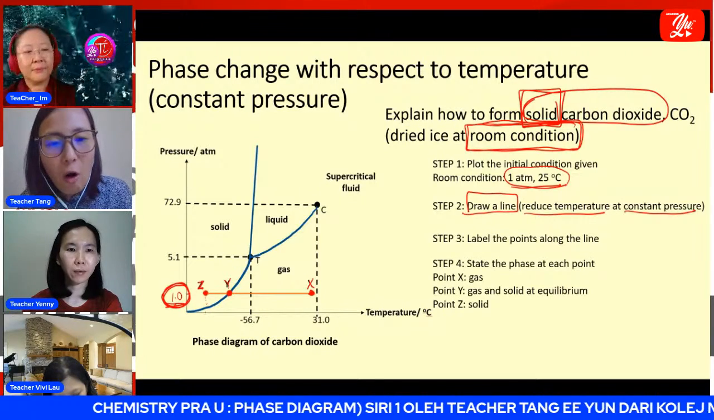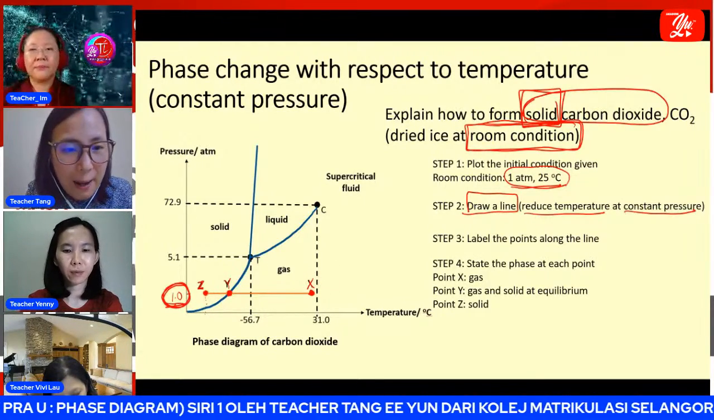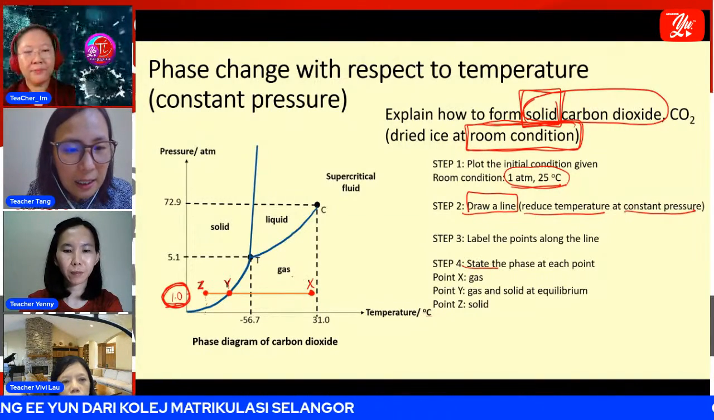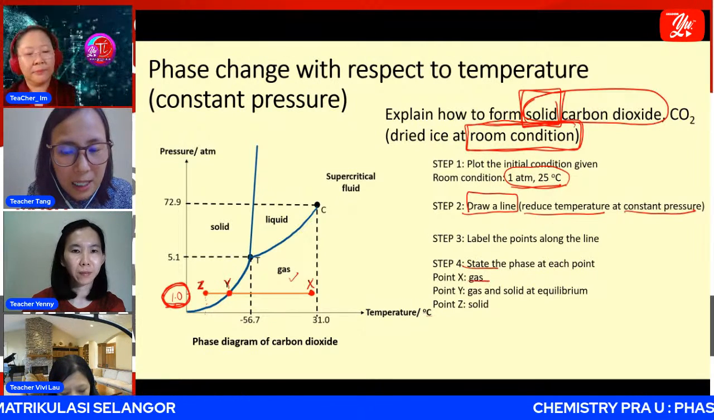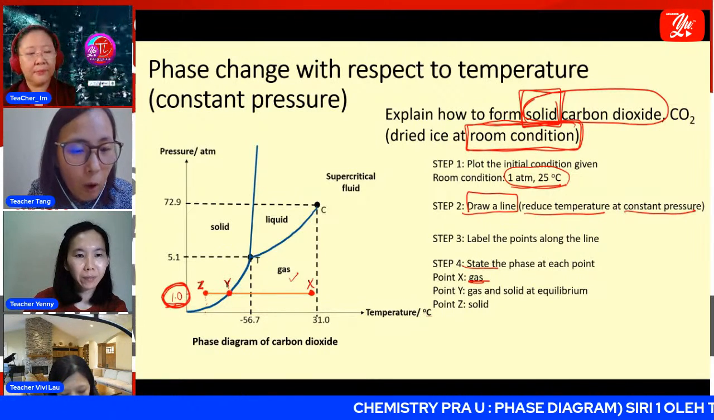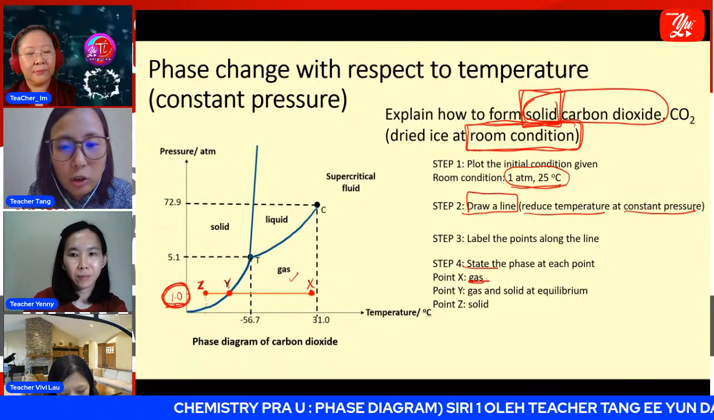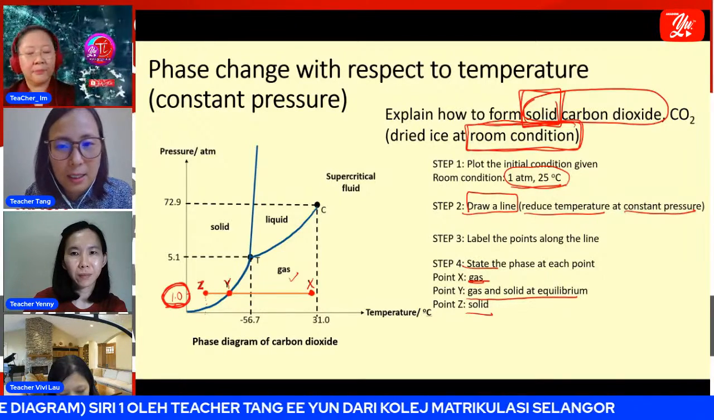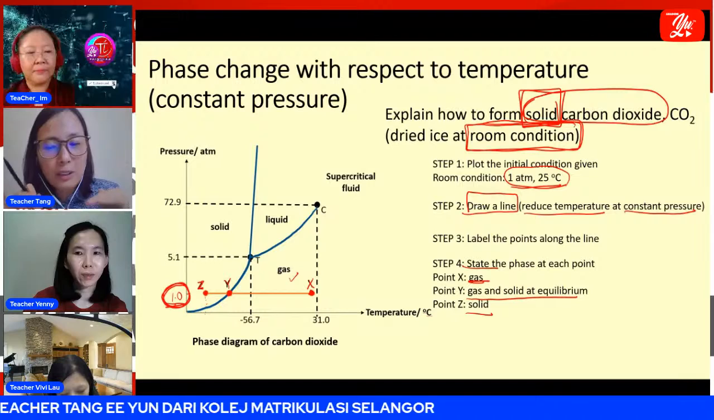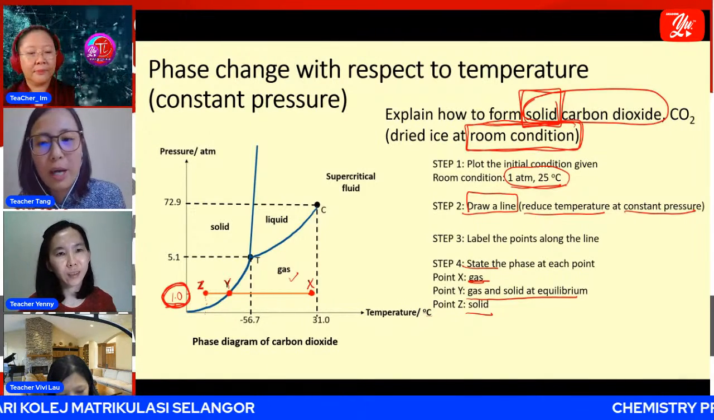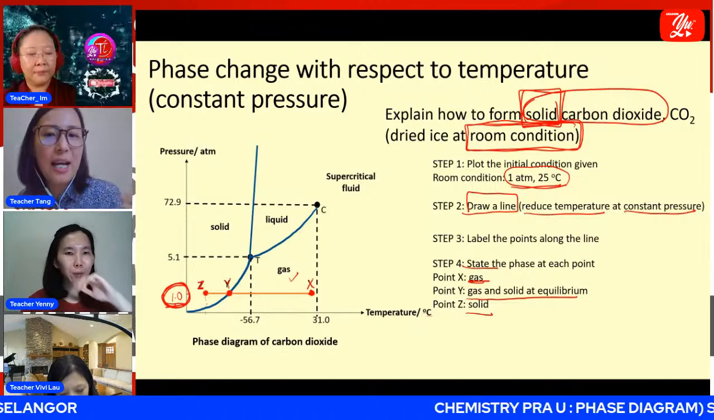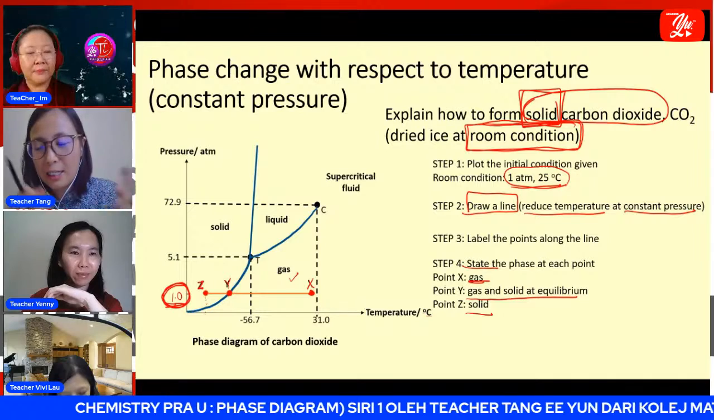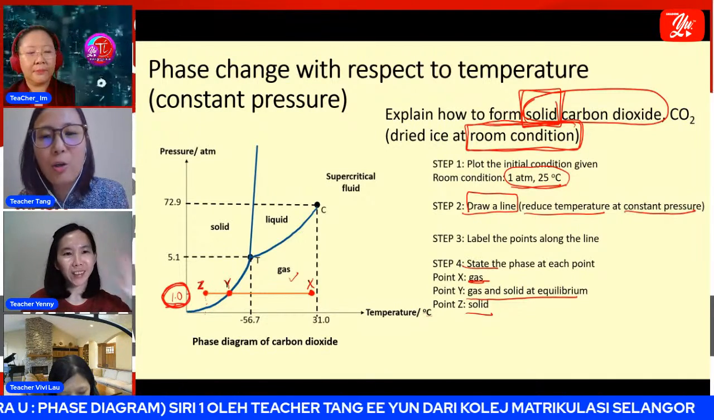And in step number 4, for each point that I label, I need to state the phase. So in X, it is in the gas region, so it's the gaseous state. And at the point Y, it is the solid and gas at equilibrium, and Z is the solid phase. Okay, so basically these are the 4 steps you can go through in order to get all the answer. If this is an essay question, how can you write all these points into a paragraph? So basically this is how you write it.